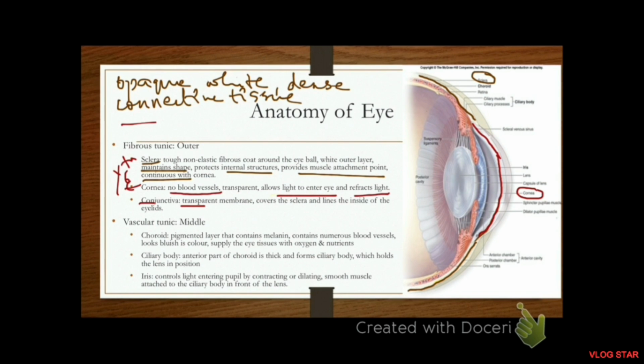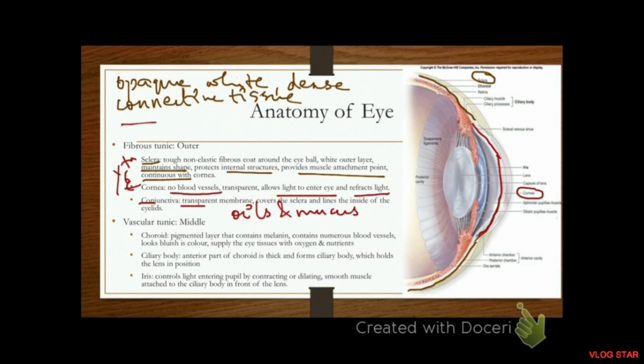So how does it actually protect it? It secretes oils and mucus. So this conjunctiva, it secretes oils and mucus. And this will moisten and lubricate the eye. So that's the role of conjunctiva. Let's come to the vascular middle layer.